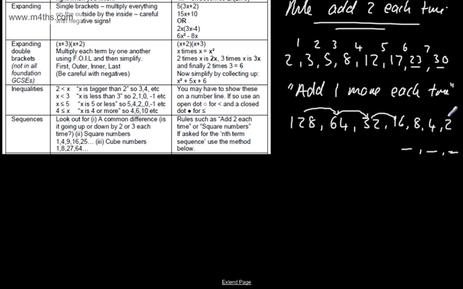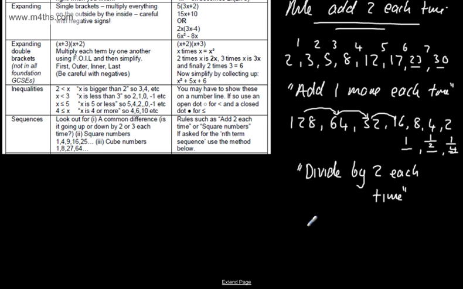So if we look at this one here, if we divide 2 by 2, we're going to get 1. If we divide 1 by 2, we're going to get 1/2. If we divide 1/2 by 2, we're going to get 1/4. And we could say halving each time, or divide by 2 each time. So just look at your sequence, see if you can find a pattern and just work from there.